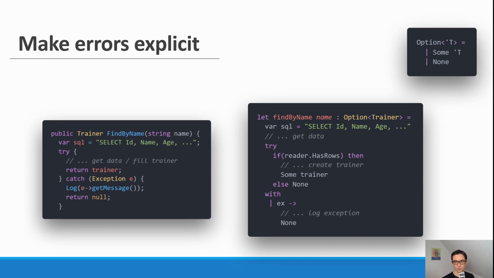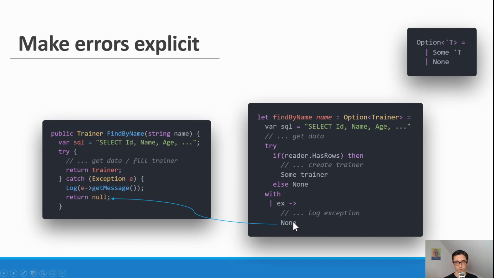Well, we could change this by catching the exception. This is the try with syntax in F#, using pattern match for the exceptions again. Then we could log the exceptions if we really wanted to. And then we can actually return none.